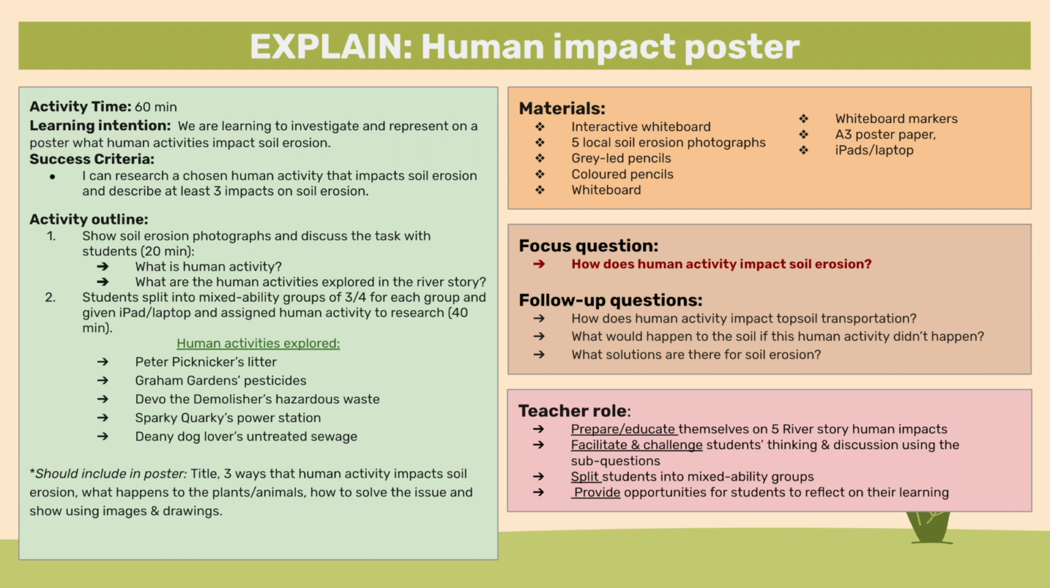Students should include in the poster a title, 3 ways that human activity impacts soil erosion, what happens to the plants or animals, how to solve the issue, and add drawings in the poster. This activity should reflect the focus question, which is, how does human activity impact soil erosion? This question builds on students developing understandings of what soil erosion is in the Explore phase and how it impacts humans. Within this group time, the teacher should walk around the room and ask open-ended questions to gauge student thinking. The materials are listed for your reference.